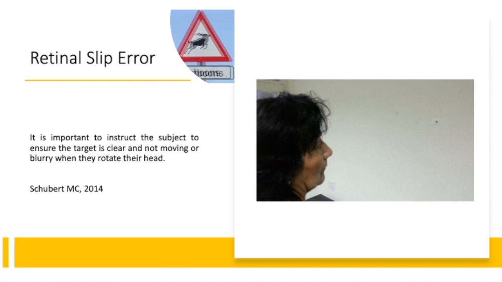In gaze stabilization exercises, the subject with vestibular hypofunction is instructed to keep his eyes focused on a target during head rotation. The exercises are a form of vestibular adaptation and are designed to expose the patient to retinal slip. Retinal slip occurs when the image of an object moves out of the fovea of the retina, resulting in visual blurring. Retinal slip associated with head motion is necessary for VOR adaptation. However, the brain can tolerate some slip without the subject perceiving it. Therefore, it is important to instruct the subject to ensure the target is clear and not moving or blurring when they rotate their head.